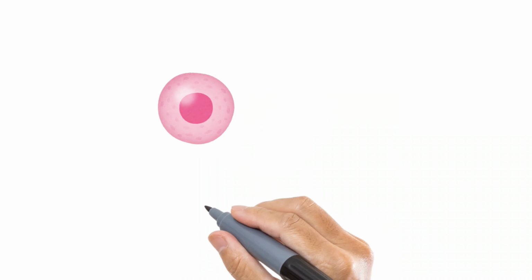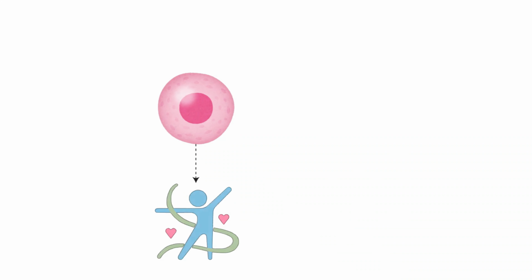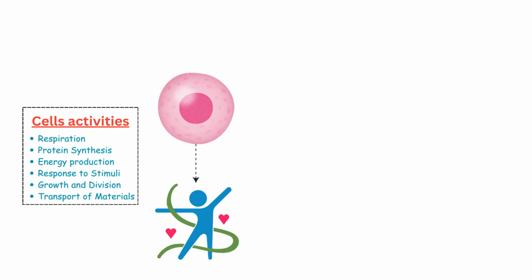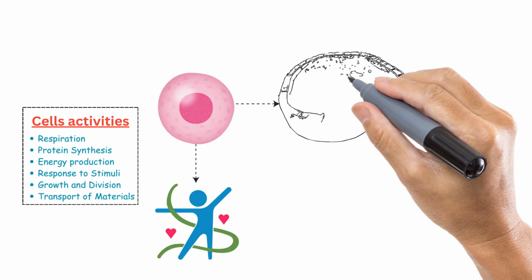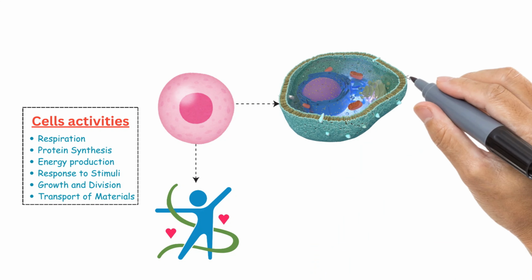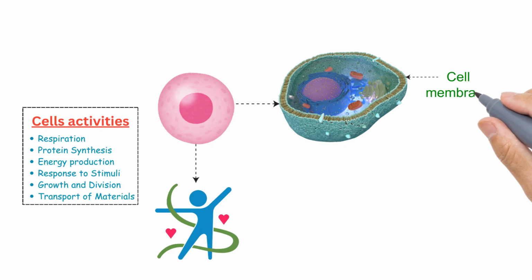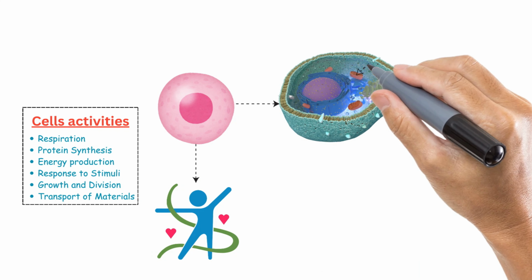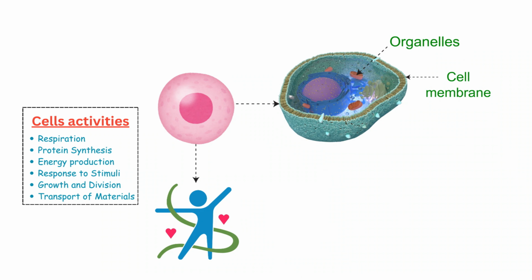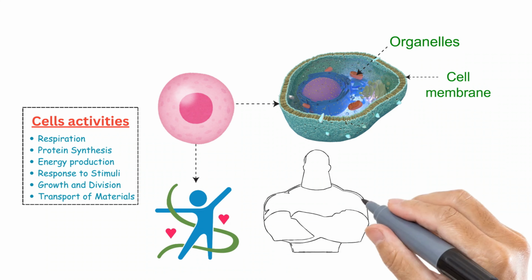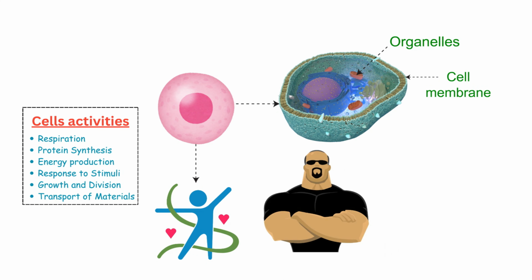The cell is the basic unit of life, a tiny structure that performs every activity needed to keep us alive. When we observe a cell under the microscope, the first thing we see is its outermost layer, the cell membrane. Inside this membrane lie several organelles, and interestingly, most of them are surrounded by membranes too, made of similar material. This cell membrane acts like a bodyguard, protecting the cell and controlling what enters or leaves.